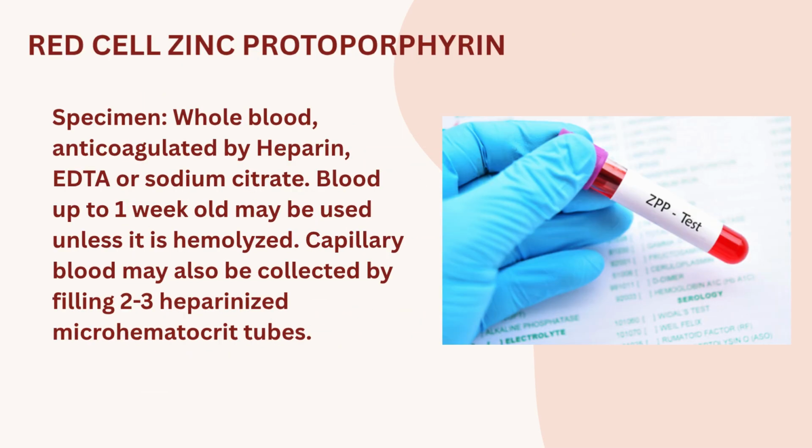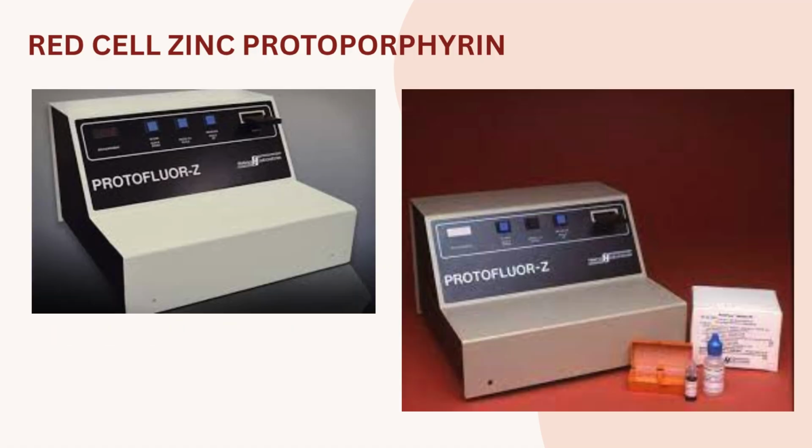So the specimen for this test is whole blood anticoagulated either by heparin, EDTA, or sodium citrate. Blood up to 1 week old may be used unless it is hemolyzed. Capillary blood may also be collected by filling 2 to 3 heparinized microhematocrit tubes. So for the procedure, first, always allow reagent, calibrators, and controls to warm to room temperature, and turn on the hematofluorometer 30 minutes prior to testing.